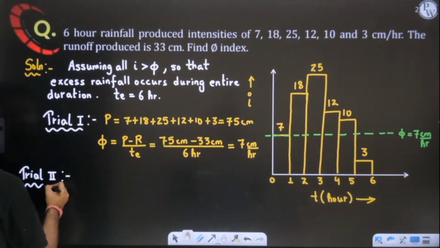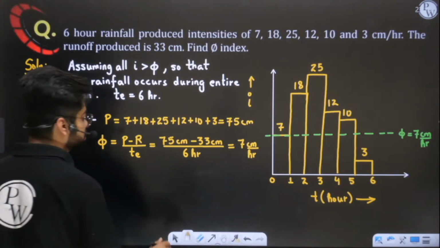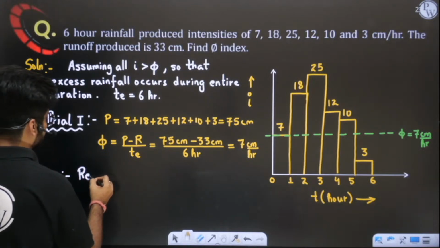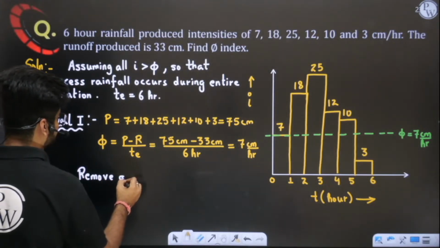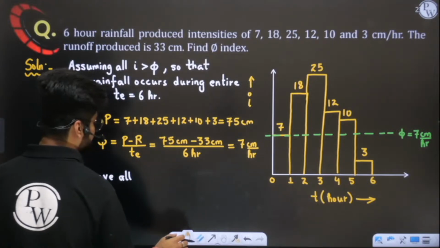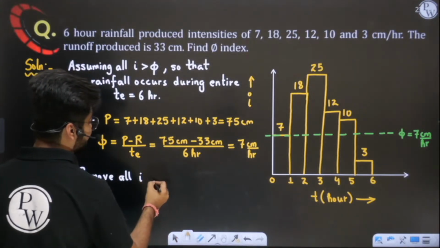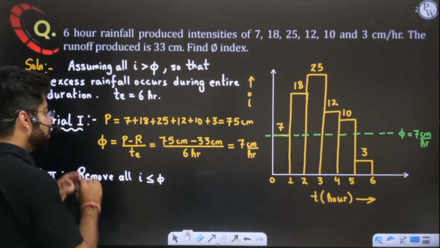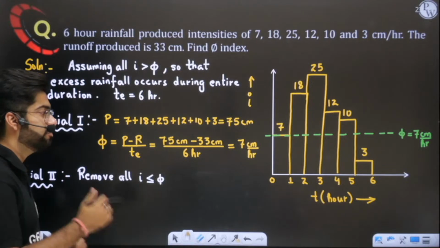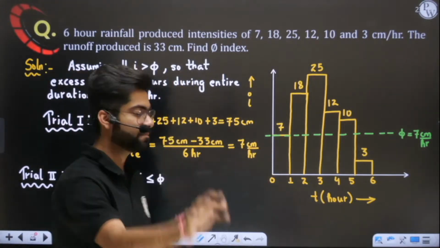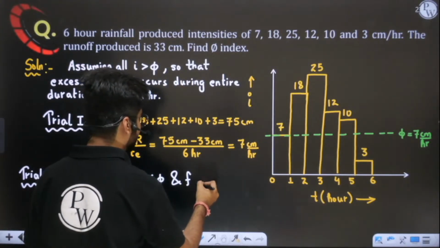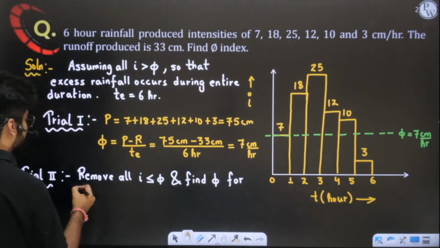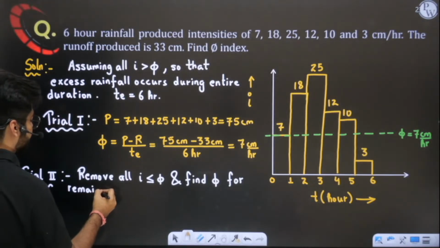And in this trial number 2, what do I have to do? I have to remove all I which are less than or equal to phi, and find phi for the remaining excess time. Now can you tell me what the remaining excess time is?